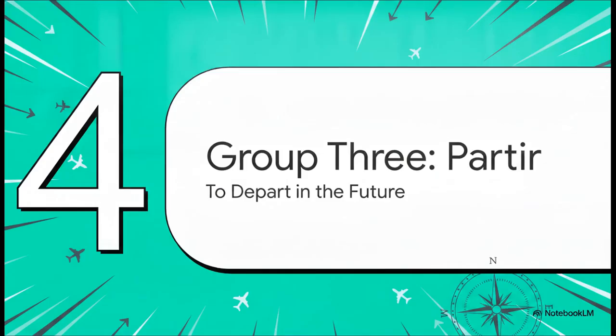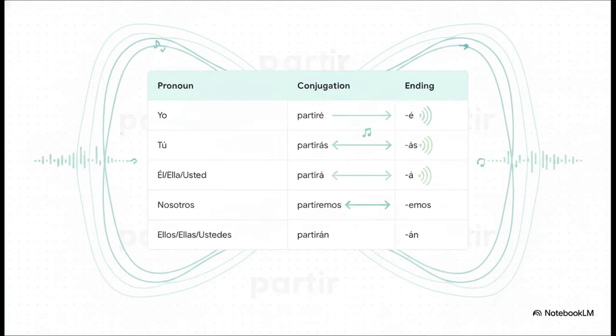And that brings us to Part 4, Group 3, partir, meaning to depart in the future. I'm going to read through these conjugations, and I want you to really listen to the auditory repetition here. Let that cement the visual pattern you're seeing right into your mind. Yo partiré. Tú partirás. Él, ella, usted partirá. Nosotros partiremos. Ellos, ellas, ustedes partirán. It's the whole word partir, plus our universal endings. The rhythm, the visual structure, it is flawlessly consistent.